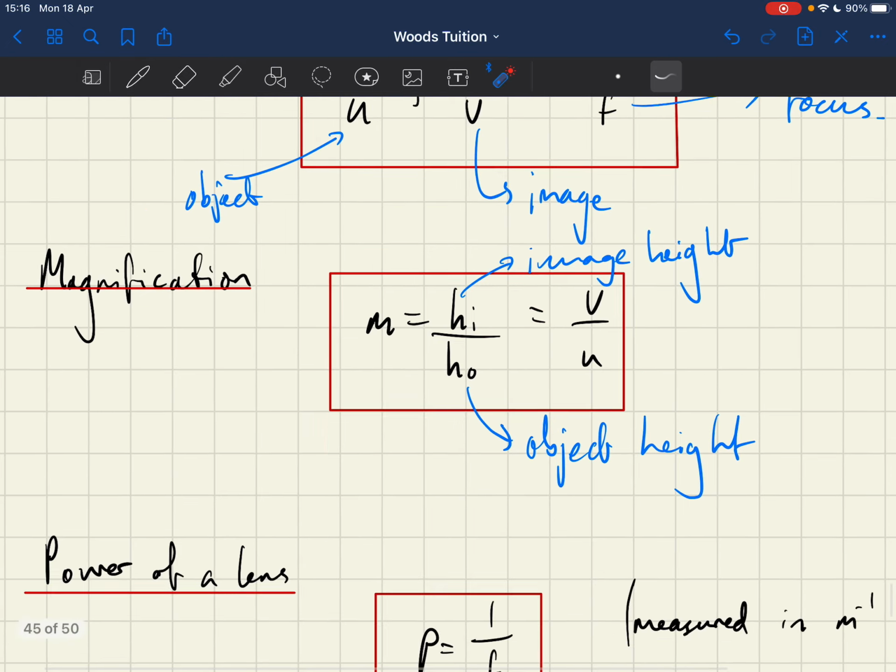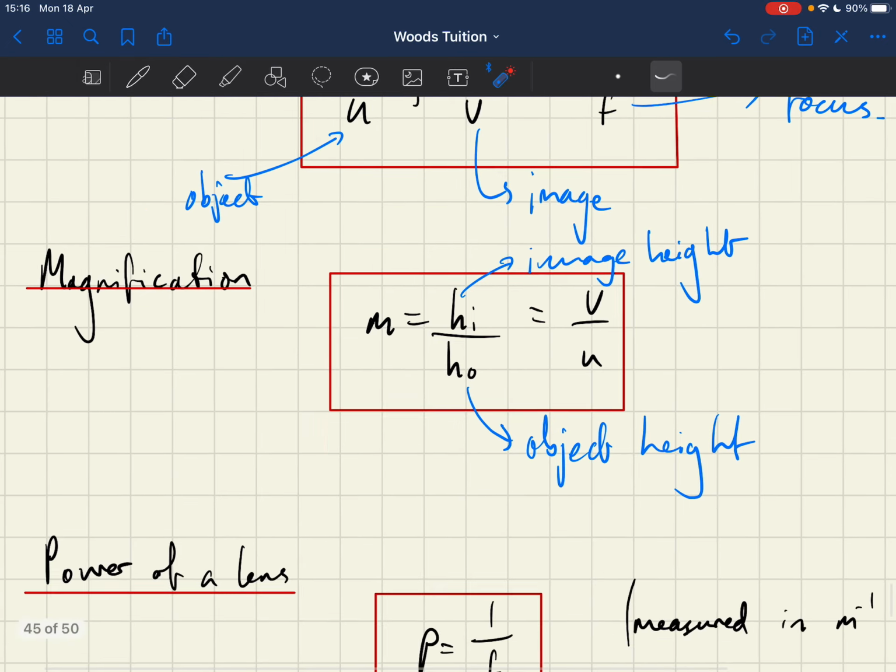And then the power of a lens is measured in per meters or diopters, and it is 1 over the focal point. So for a diverging lens, this value is negative, and for a converging lens, it's positive.